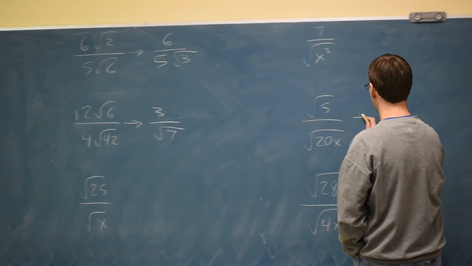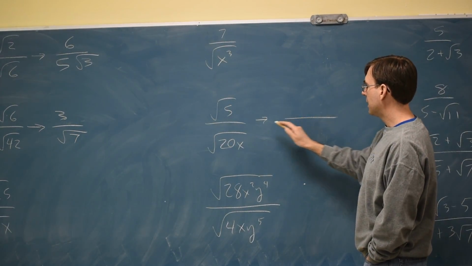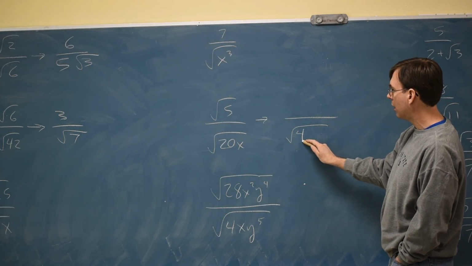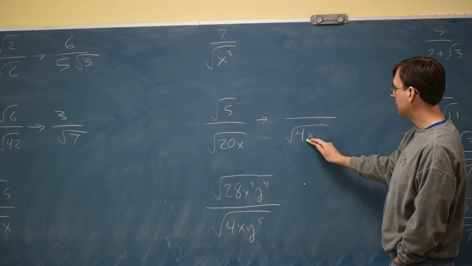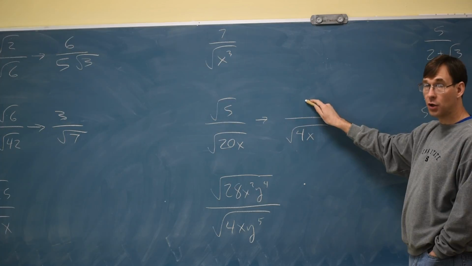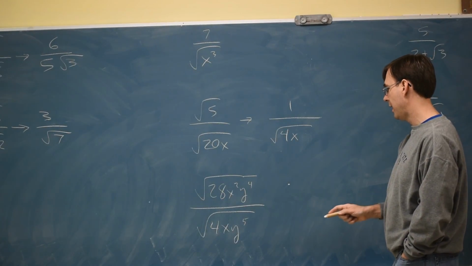This one I can do a division. The 5 can go into the 20 to leave a 4. The x can still sit there. And anytime you're doing fraction kind of things and you eliminated the top, always remember there's a 1 there.